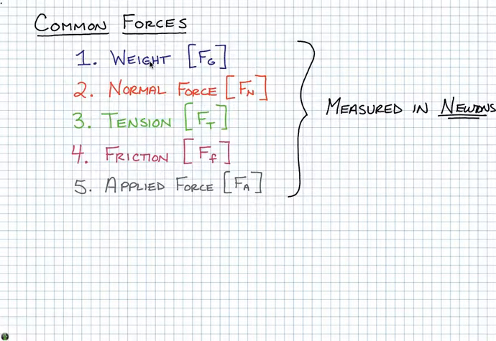The first being weight, which is the force due to gravity. The second being the normal force, and we'll get to a more textbook definition of what normal means in normal force. We also have tension, friction, and the applied force. Some of these you may already be aware of, some of them you may not, and we're going to try and clarify that by the end of this video. The important thing for now, moving forward, is since all of these are types of forces, therefore they must be measured in newtons. They are absolutely the same in terms of the fact that they are forces. They are just applied to objects due to different causes.